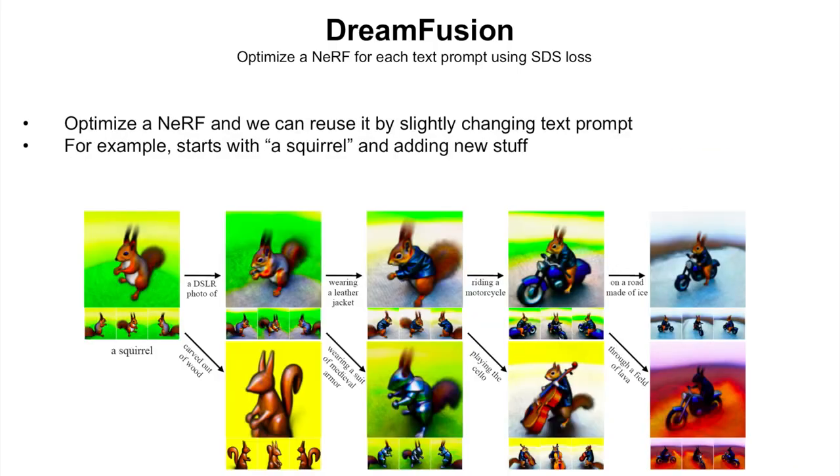But if the text prompt is slightly changed, for example, start with a squirrel, and then, for example, wearing a leather jacket, riding a motorcycle on a road made of ice, it is slightly changing, right? Then we can optimize NeRF with this one, and we can reuse the weights of NeRF by changing the text prompt slightly, and keep optimizing. But totally changing the text prompt, for example, generate an apple and generate a dog, that is totally different, right? Then in that case, we cannot reuse NeRF. But if the text prompt is slightly changed, then we can reuse NeRF weights.